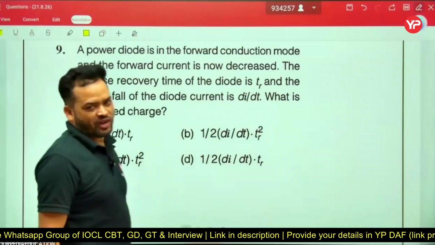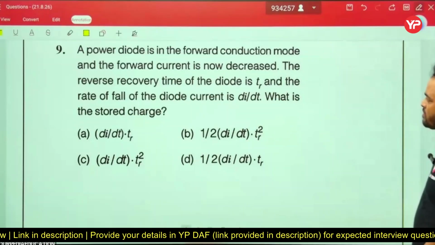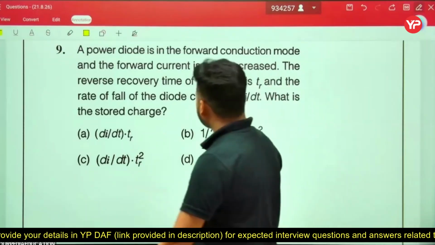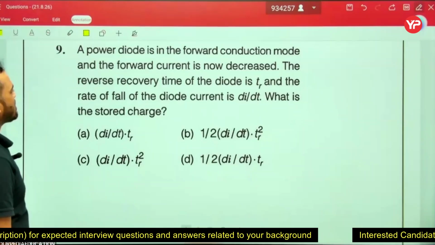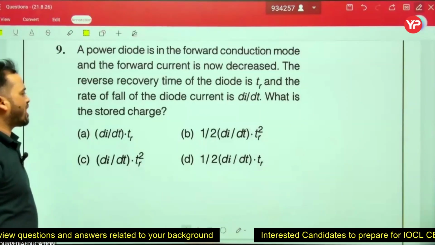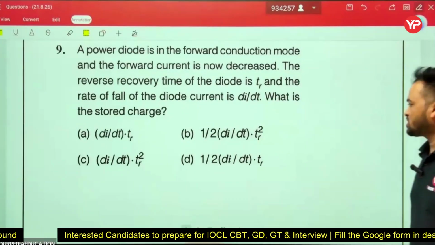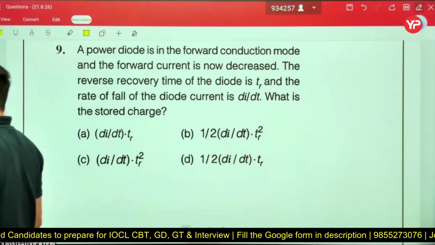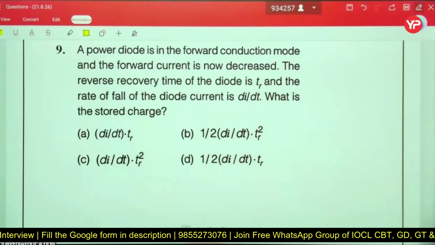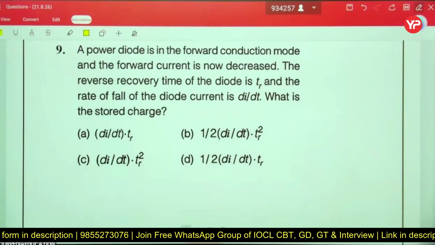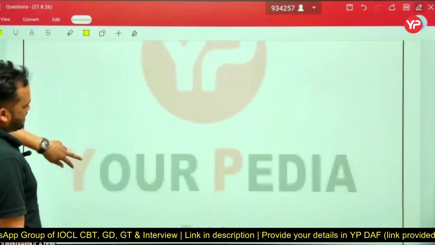See, this formula is very important here, very important in the power diode. A power diode is in the forward conduction mode and the forward current is now decreased. The reverse recovery time of the diode is TR and the rate of fall of the diode current is di by dt. What is the stored charge? Tell me the right answer. This formula is very important. Okay, Shreya, B answer. Okay. Very important formula.